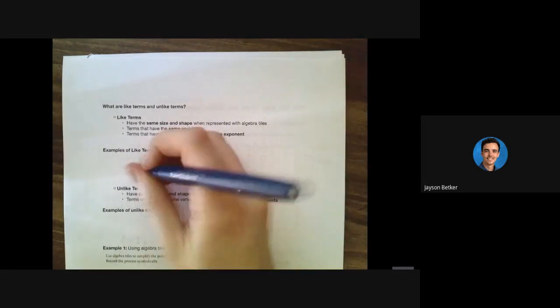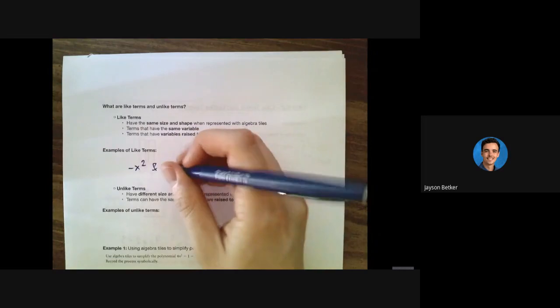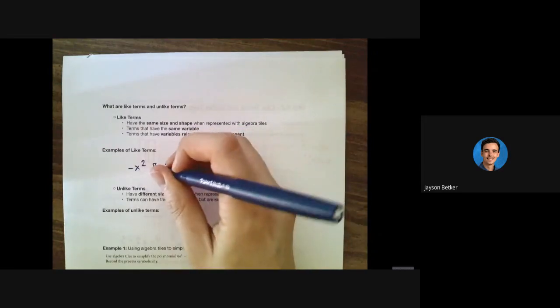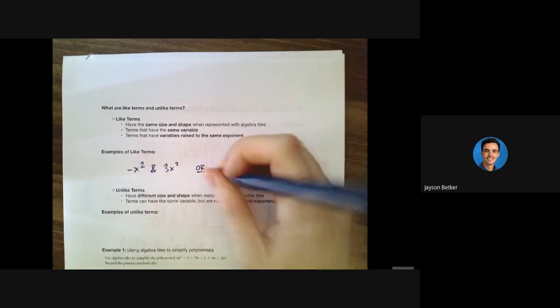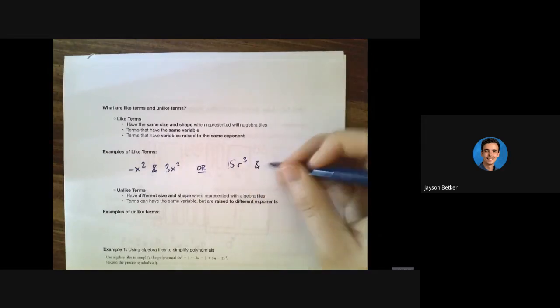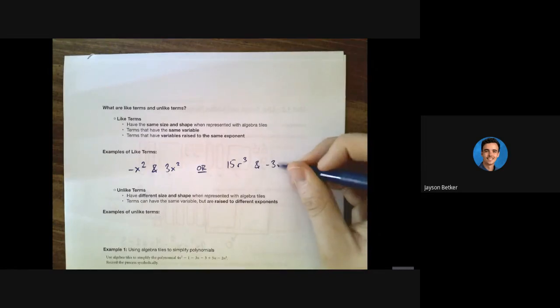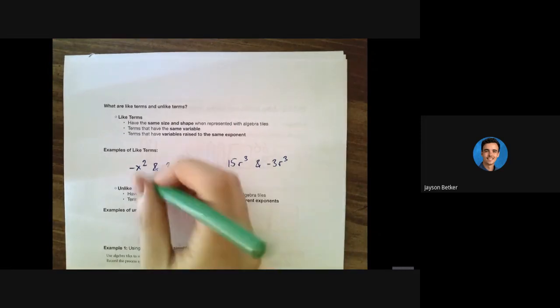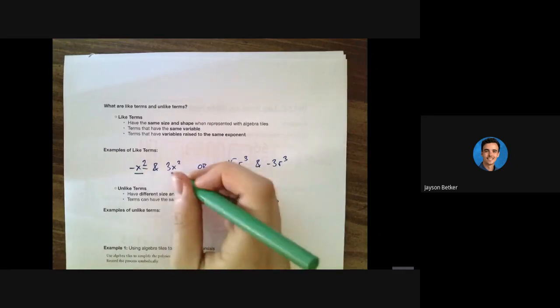Remember, the x squareds were like terms, okay? Like terms, not the x's of the x squareds. So you have to have the same variable and have that variable raised to the same exponent. Do some examples here. Something like negative x squared and 3x squared. Those are like terms, okay, because they both have that x squared. Or another example, you could have 15r cubed and negative 3r cubed. Those are like terms because they have the same variable and the same exponent.